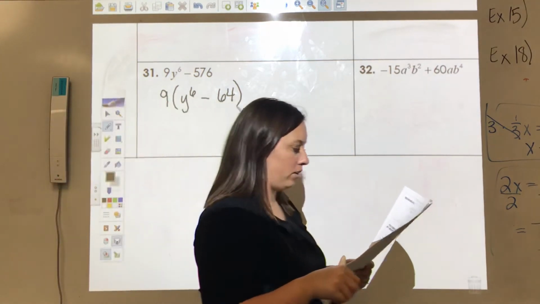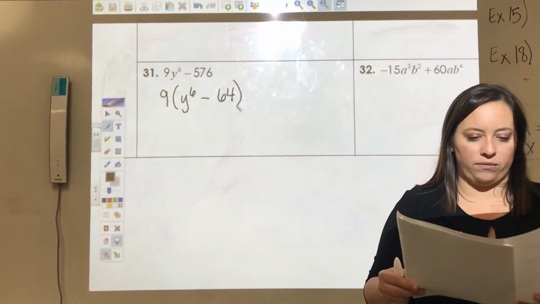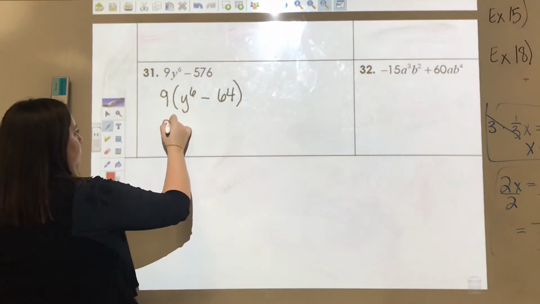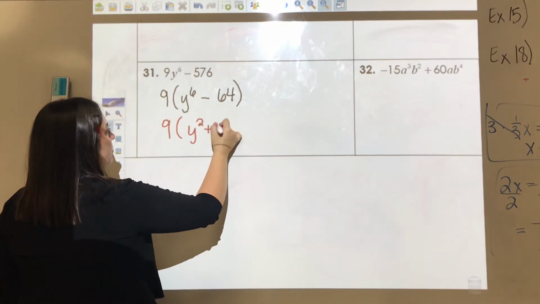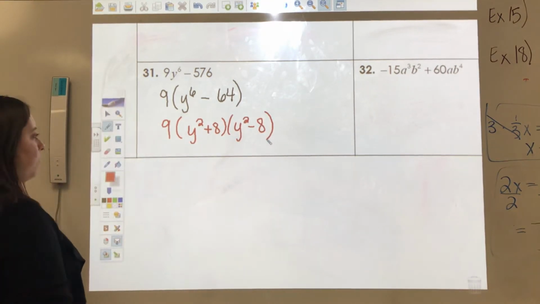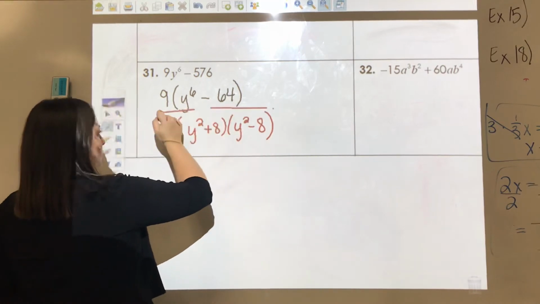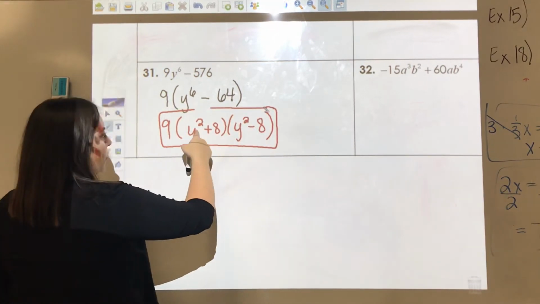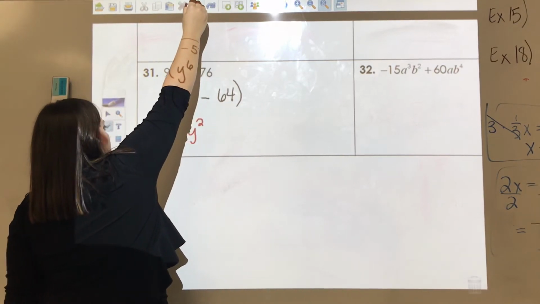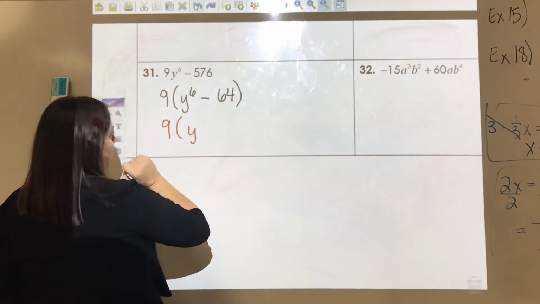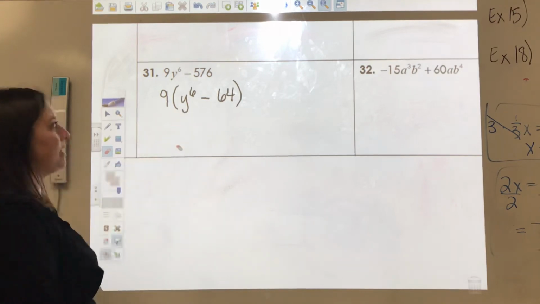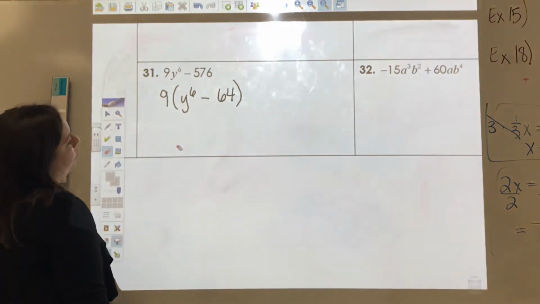Okay. So next what I would do is I'm seeing either a difference of cubes or a difference of squares. So I'm going to look at my notes. 64 is actually in both of them. So let's do difference of squares. So if I did difference of squares, this would be y squared plus 8, y squared minus 8. And that would be our final answer. Ooh, not y squared, y cubed. Okay, so that is not a perfect square. We have to do a cube.